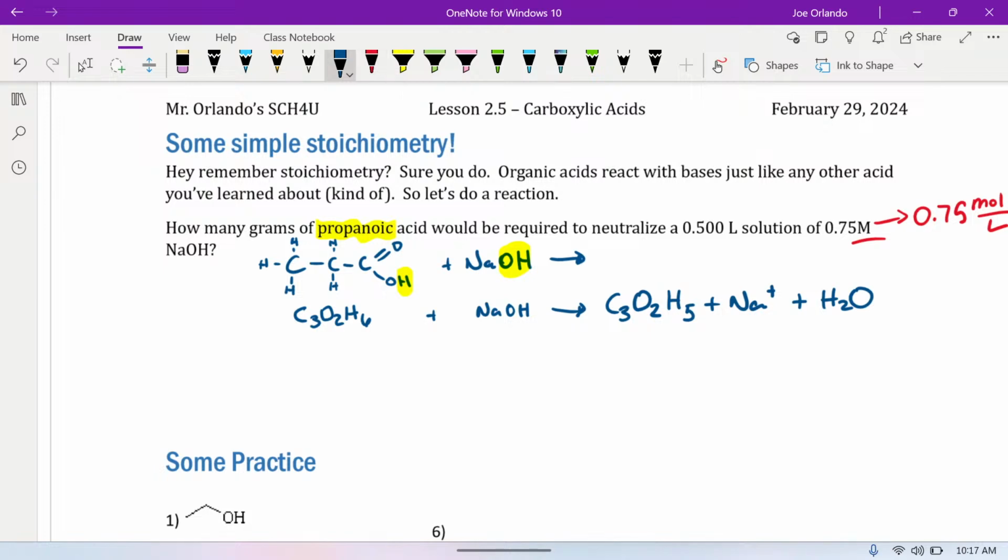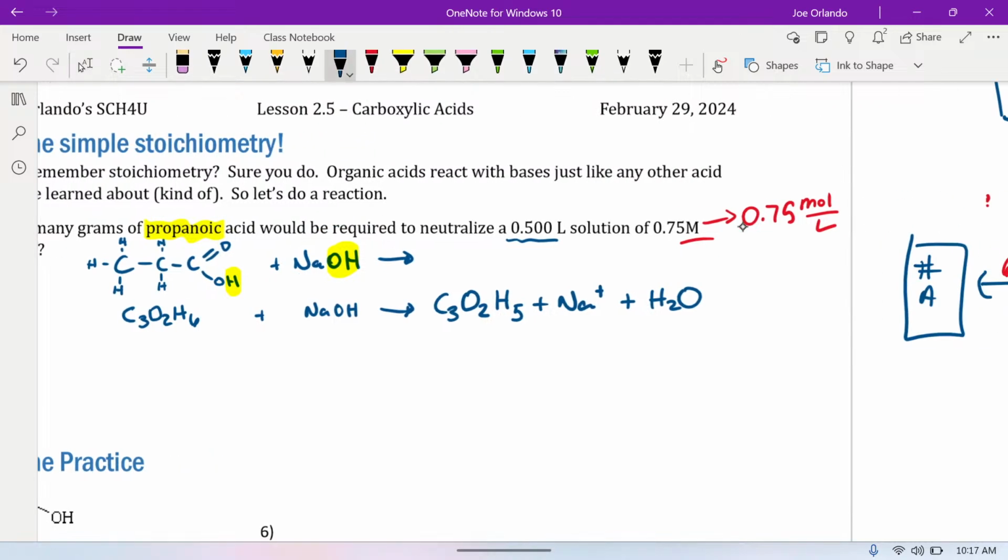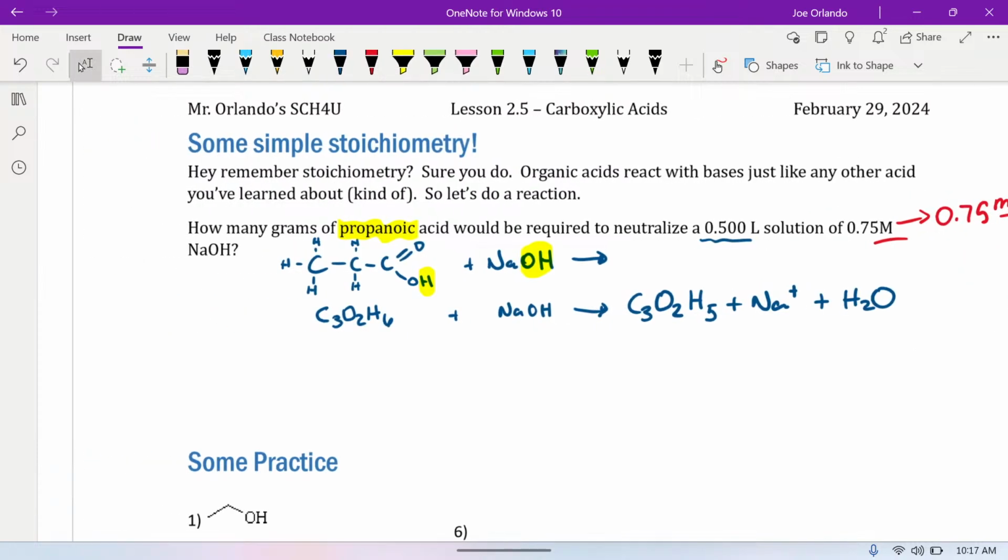What I care about is that we have a solution. How big's the solution? 0.500 liters. What's in the solution already? NaOH. How much of it? Well, I don't know. 0.75 moles for every liter. Now, we don't have a liter, but that's fine. And what are we doing? We are sprinkling in some propanoic acid until we've used up all the NaOH. And what I want to know is how much of this am I going to need to add in grams?